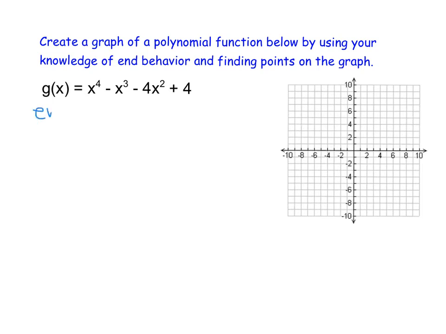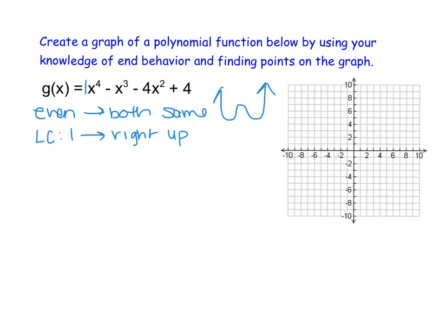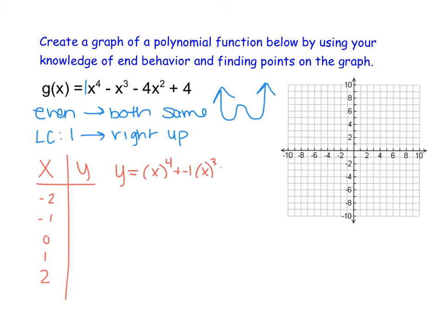What I notice here is that this is an even function, and as a result, both ends are going to go the same direction, either both up or both down. And then my leading coefficient here is a +1, which tells me that the right side of this graph is going to go up. So I'm going to have something that looks like that: both ends going up with some squiggles in the middle. Here I'm again going to create a table of values, and again I'm going to utilize -2 to 2. As you substitute, I suggest being really careful. Remember, utilize parentheses, double check your leading coefficients, and be careful with those negatives.